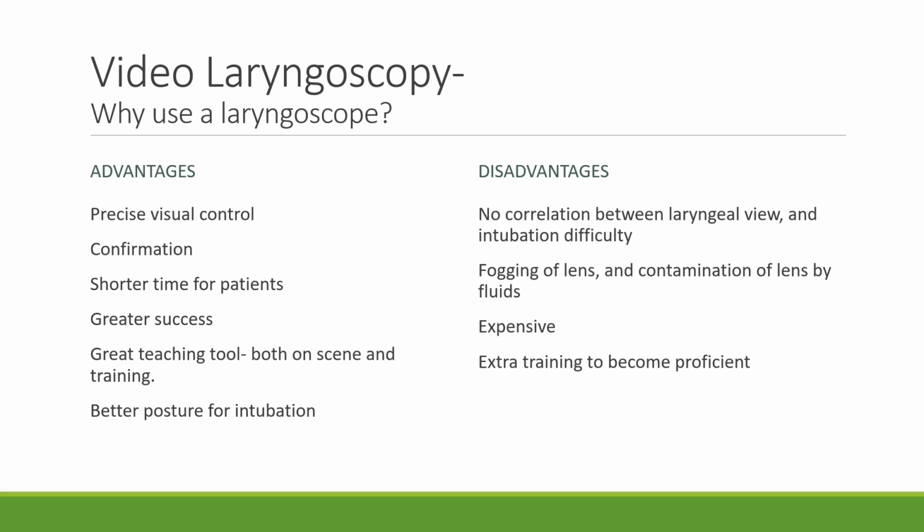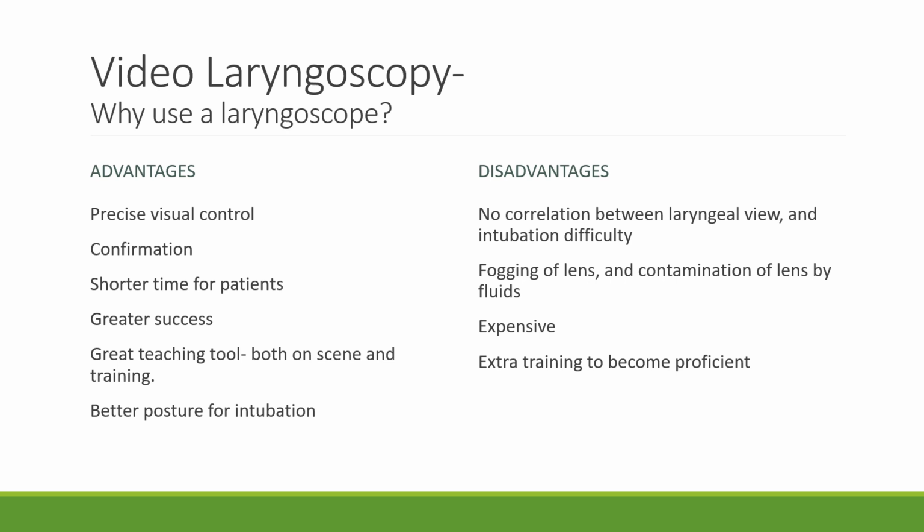So it works pretty decently. They tend to be a little bit more expensive, especially when we talk about the extra training it takes to use them effectively. What's nice about the McGrath and the CMAC normal blades is that they allow you to use them in a normal manner. You can use a Mac 3 on there, and if all of a sudden your blade gets fogged up, you can just go directly to DL.